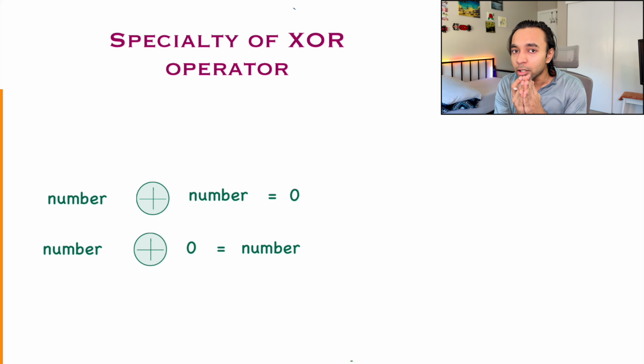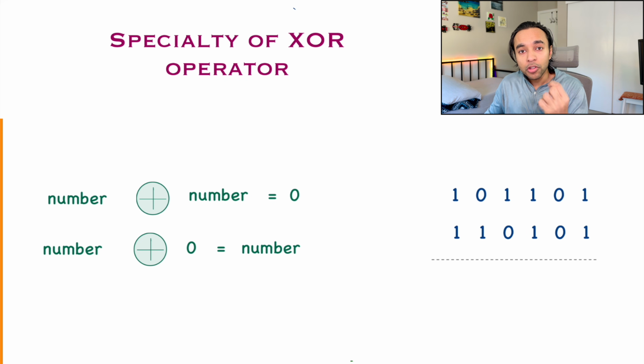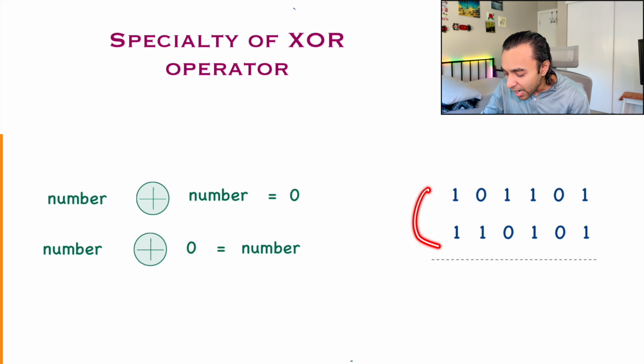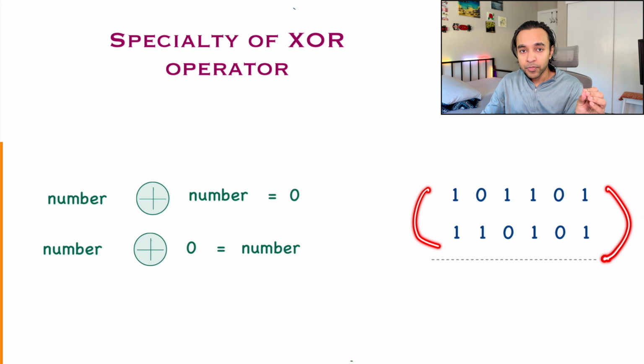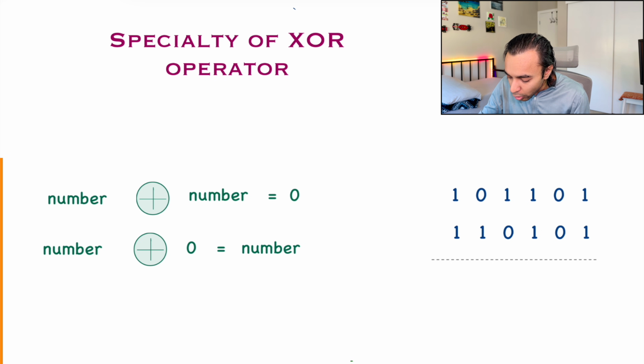So these are the two properties of the XOR operator that come in very, very handy. Now think about what happens when you do a logical XOR of two given binary numbers. For example, I have these two given binary numbers. Forget about their decimal representation. If you do a logical XOR of both of them, what will happen?